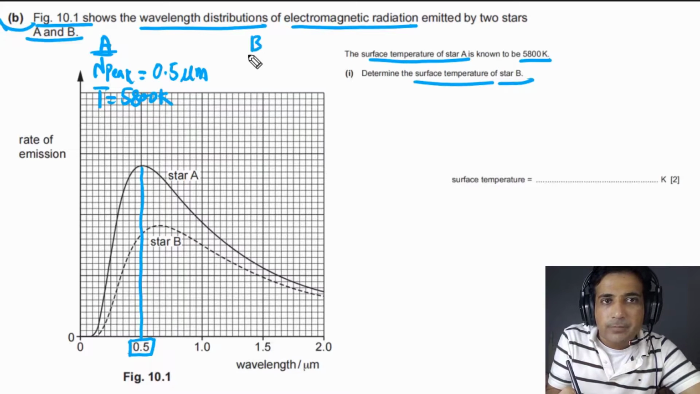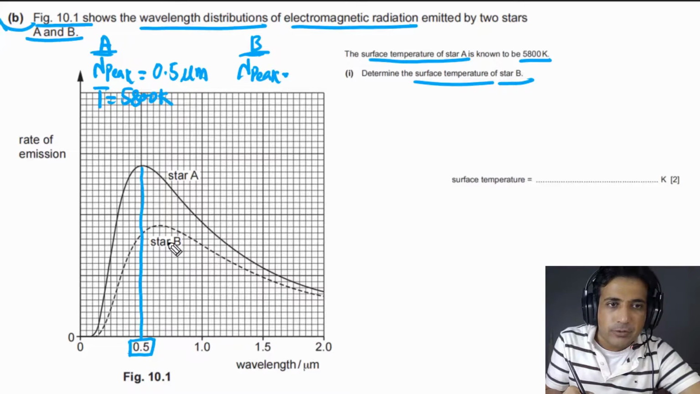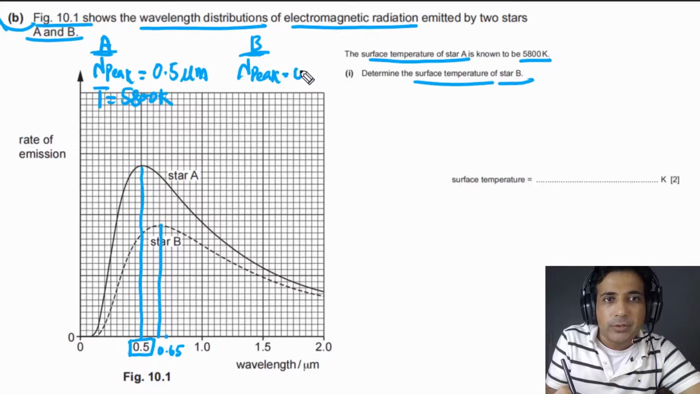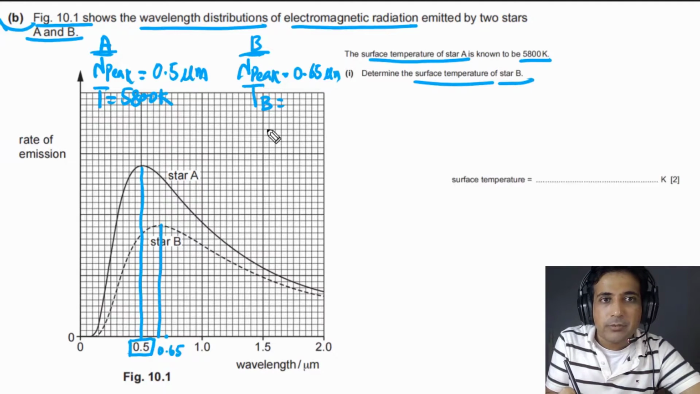For star B, we can also get the value of lambda peak. We simply have to read from here. In this case, this is the peak, so we can draw this line down. So we have to read the x-axis. In this case, this is 0.5, this will be 0.6 and this will be 0.7, and this is halfway. So this value is 0.65 micrometers. Now we need to find the value of TB, meaning the temperature of star B.